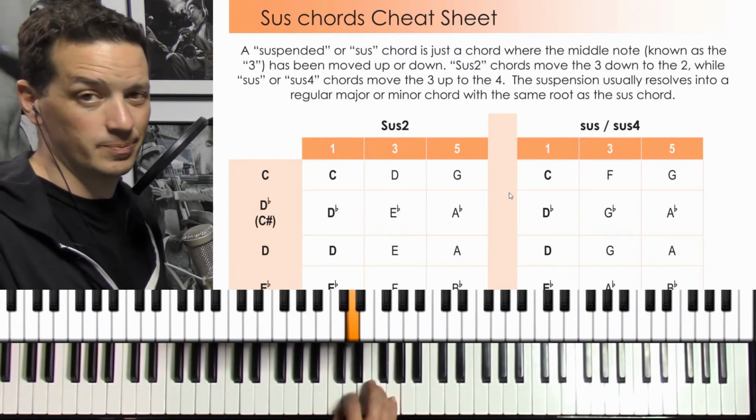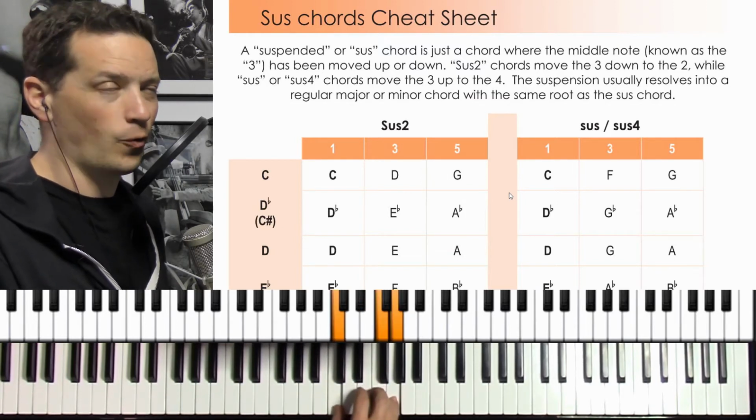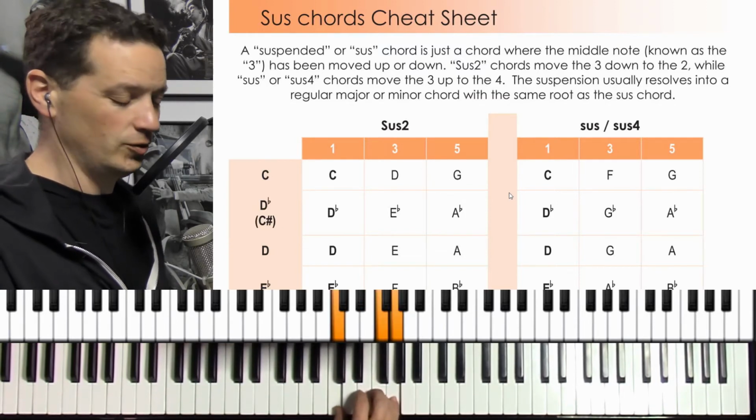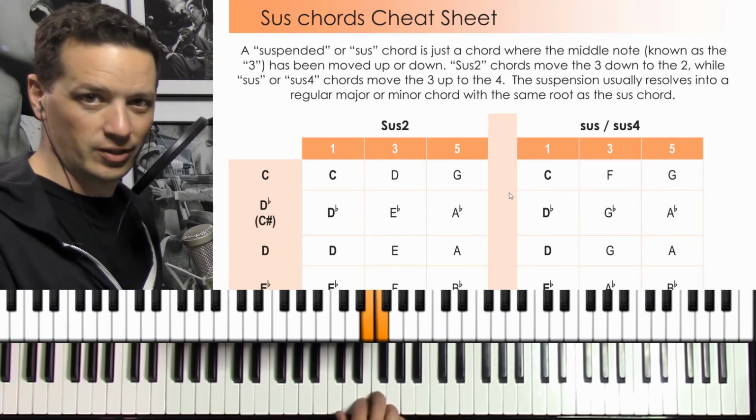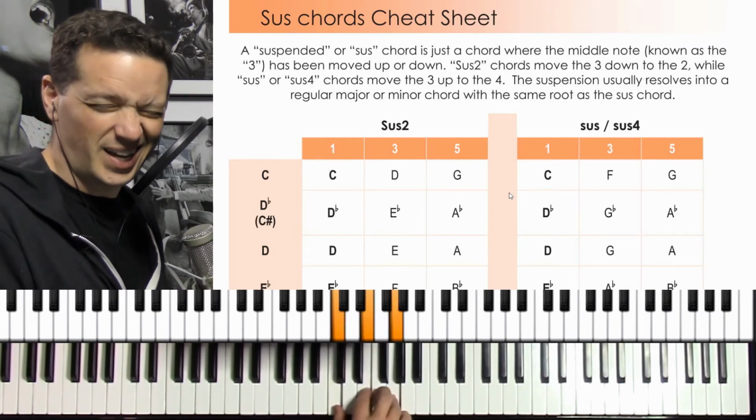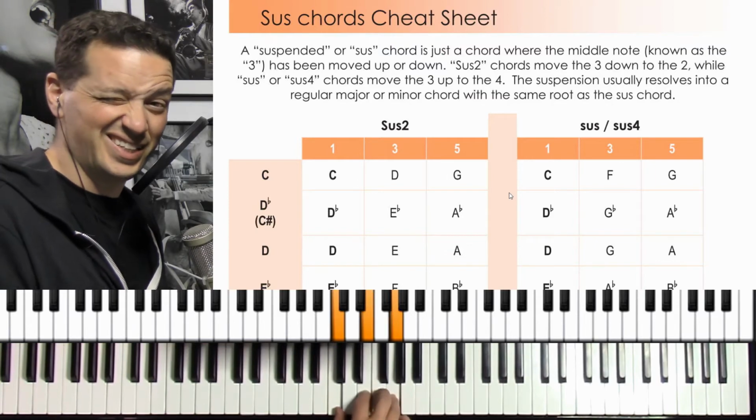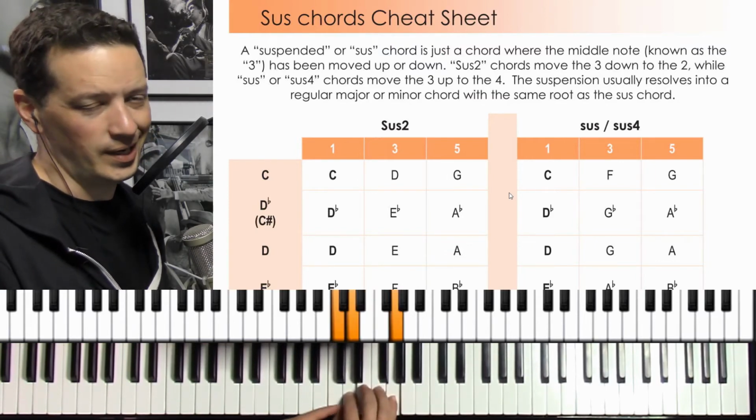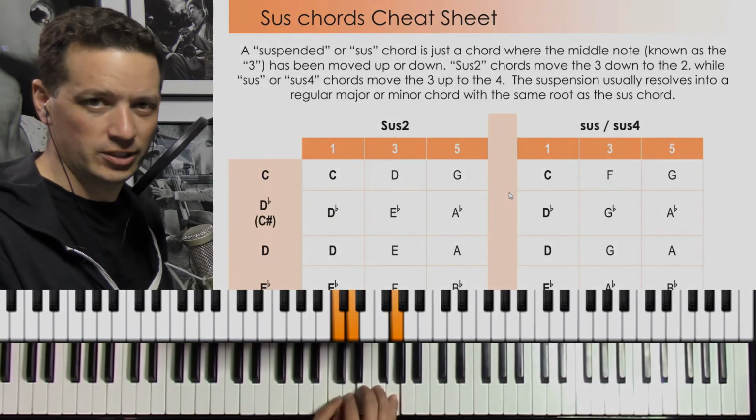If we just say suspended, we're referring to the 4, because the 4 is more suspensey than the 2, because there's only a half step between the 3 and the 4, and so it's not that far for that 4 to lean into that 3. For the 2, it's kind of a bigger jump for it to move up. So it's not quite as compelling.